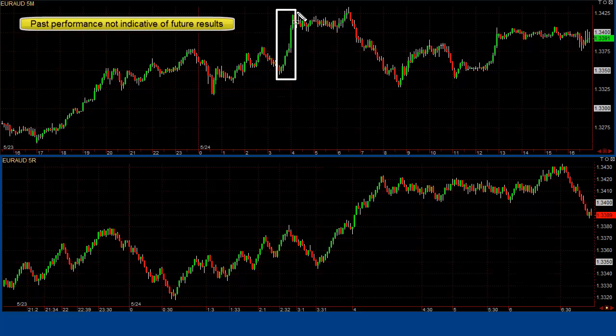Very few bars because it happened in a short amount of time, and here a considerable number of bars. In fact, there are 1, 2, 3, 4, 5, 6 bars that went up, and here there are considerably more, maybe 3 times that many. So whether you're a scalper or a longer term trader determines what size time frame you trade.